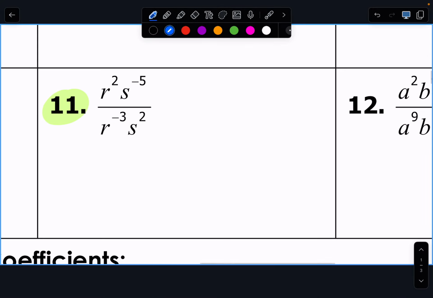Ooh, number 11 got a little interesting, didn't it? Okay. Yes, spicy.